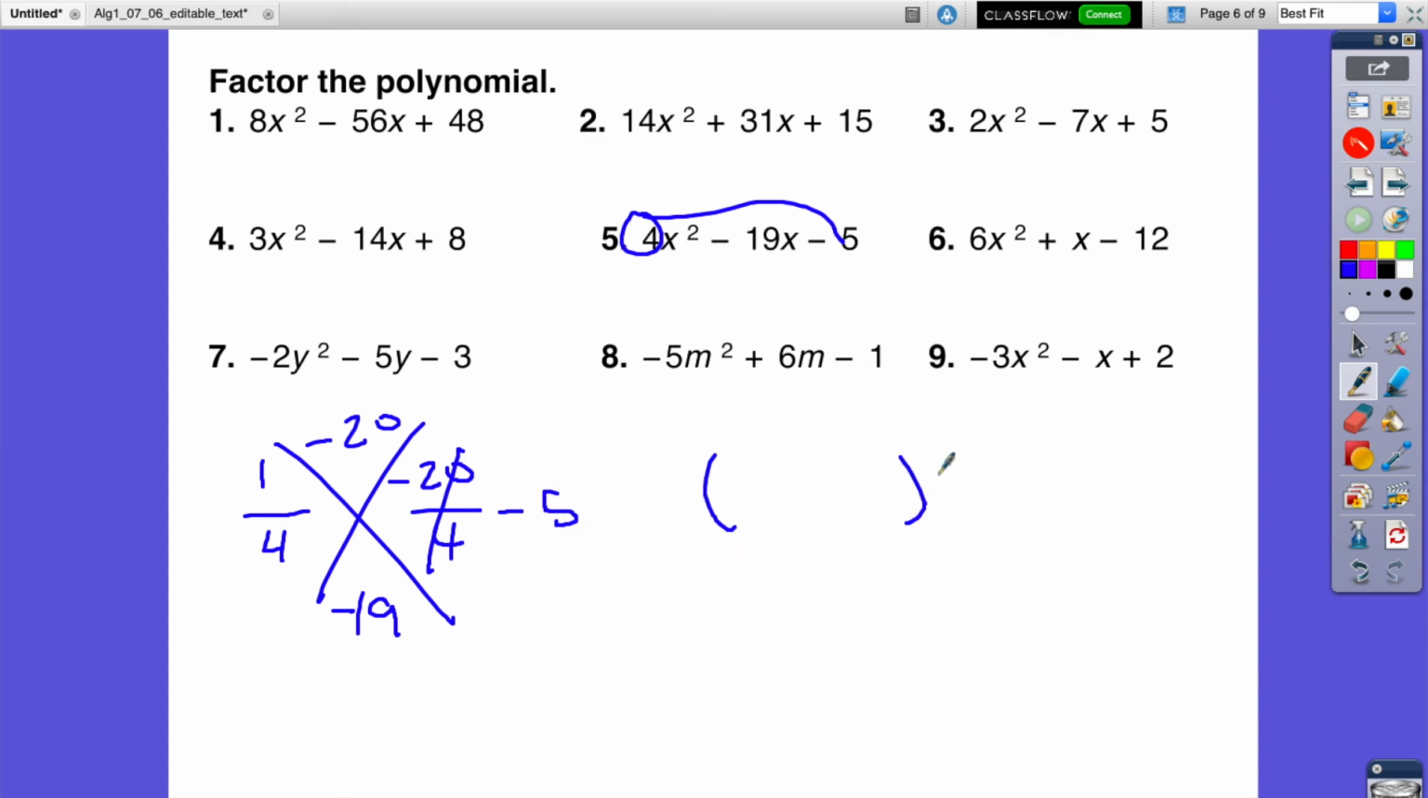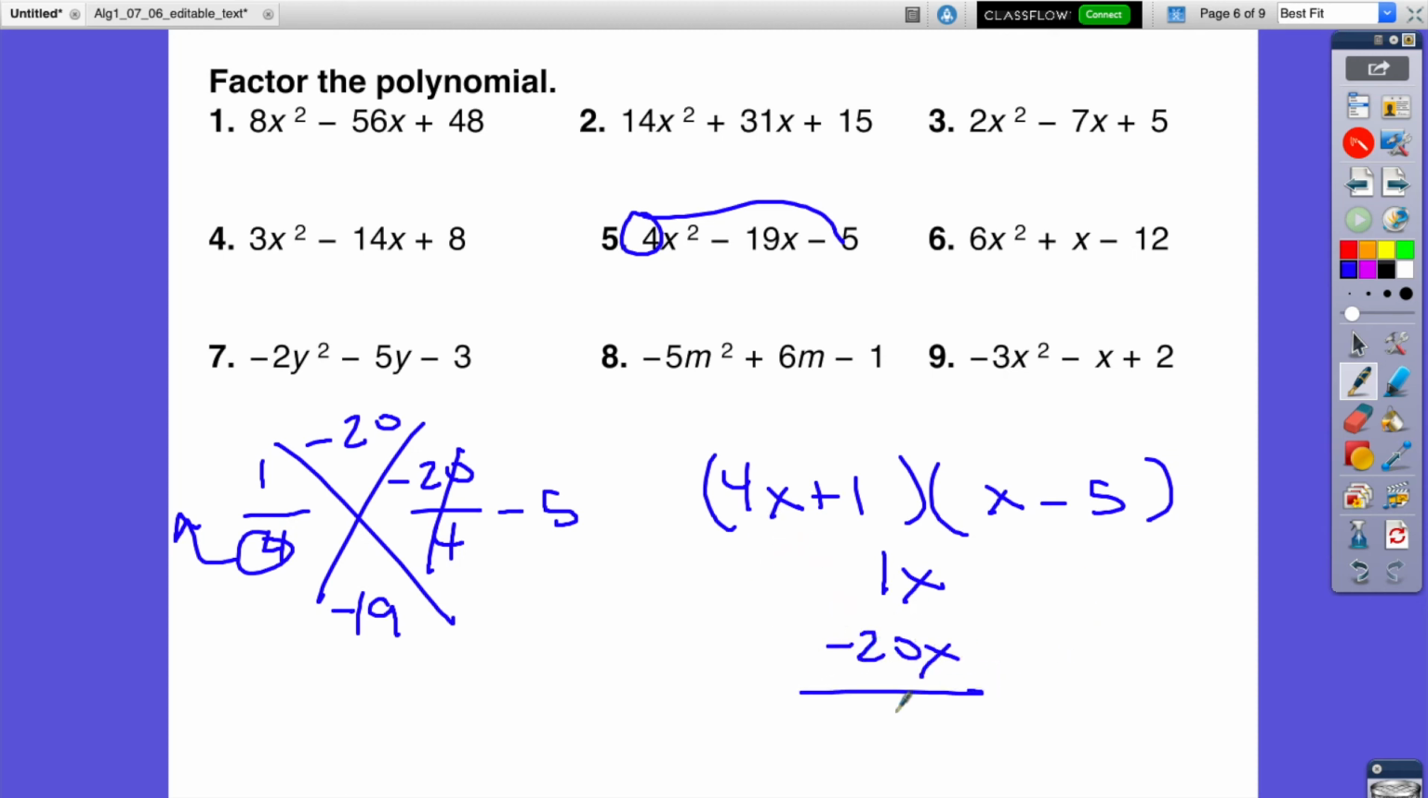Okay, now we do our parentheses. Remember here, the 4 goes up front. So it's going to be 4x plus 1. And this one's going to be x minus 5. And let's check. This makes 1x. This makes negative 20x. And that makes negative 19x. Perfect. That middle term. All right, number 6.